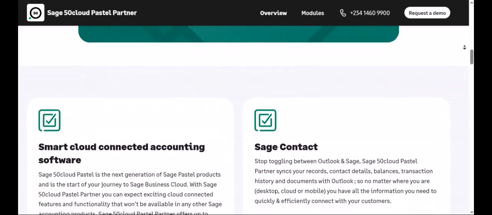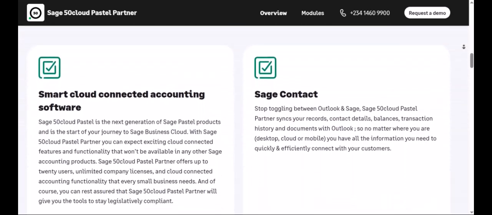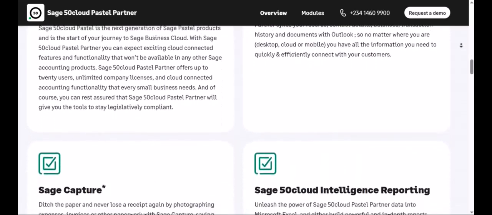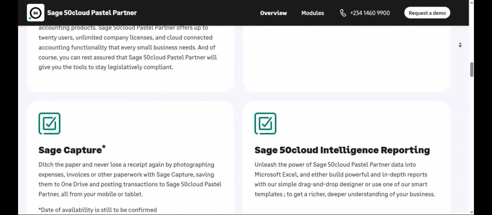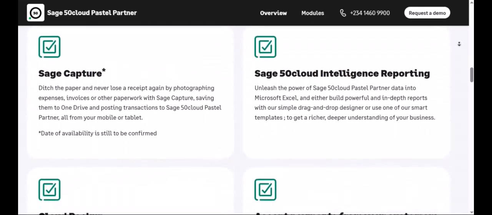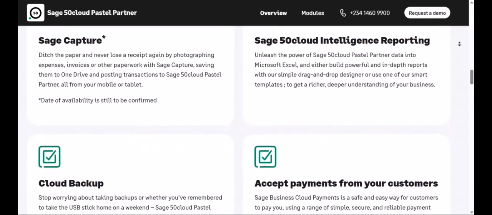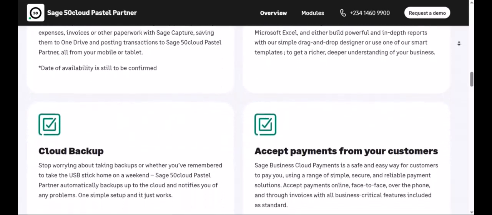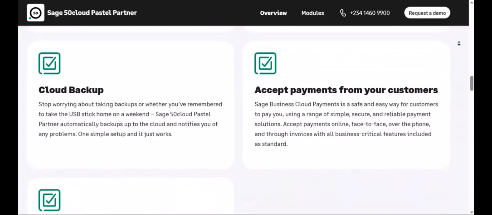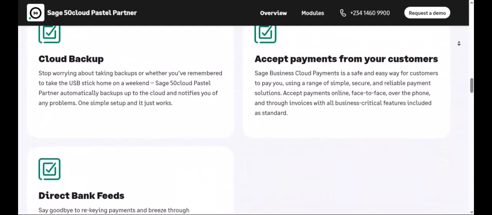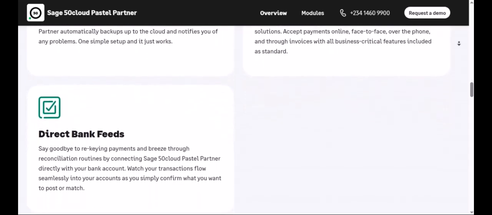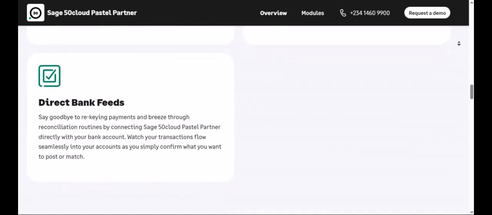Think of Sage as a comprehensive digital toolkit designed specifically for managing a business's financial health. It's not just a simple spreadsheet. It's a sophisticated system that helps businesses track income and expenses, manage invoices, process payroll, and generate insightful financial reports. In essence, Sage streamlines and automates many of the time-consuming and often complex tasks involved in accounting, freeing up businesses to focus on their core operations and strategic growth.